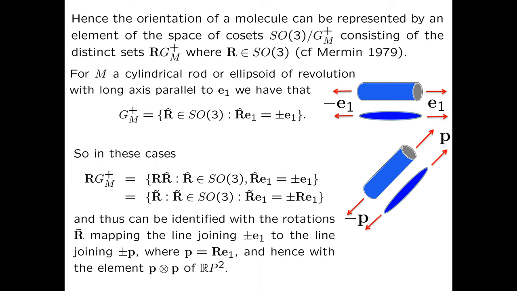So we're going to always use this representation of the orientation of the molecule, but if you had a different shaped molecule, then you would end up with a different theory using a different expression for those physics. Okay.